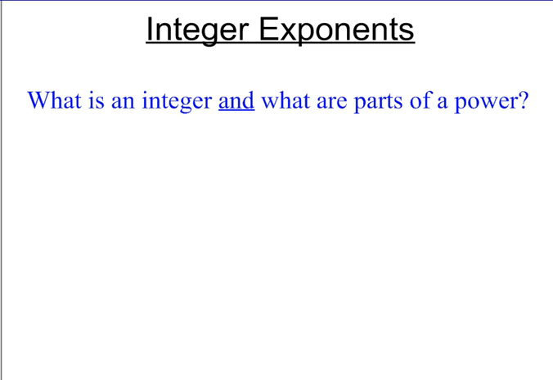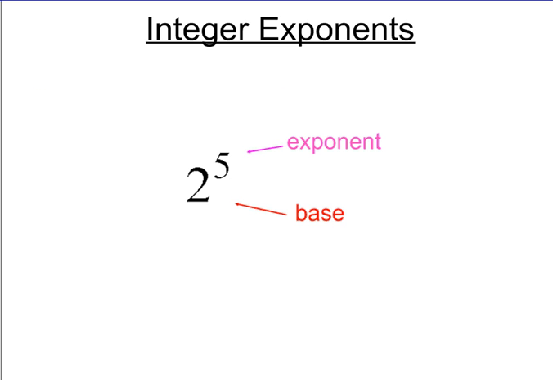Integer exponents. What is an integer and what are parts of a power? Well, we need to understand that there are different parts that make up a power. We have the small number on top, which is considered the exponent, and the big number right here, that's called the base. Now, both parts altogether are called the power. So we've got to make sure that we understand our definitions.